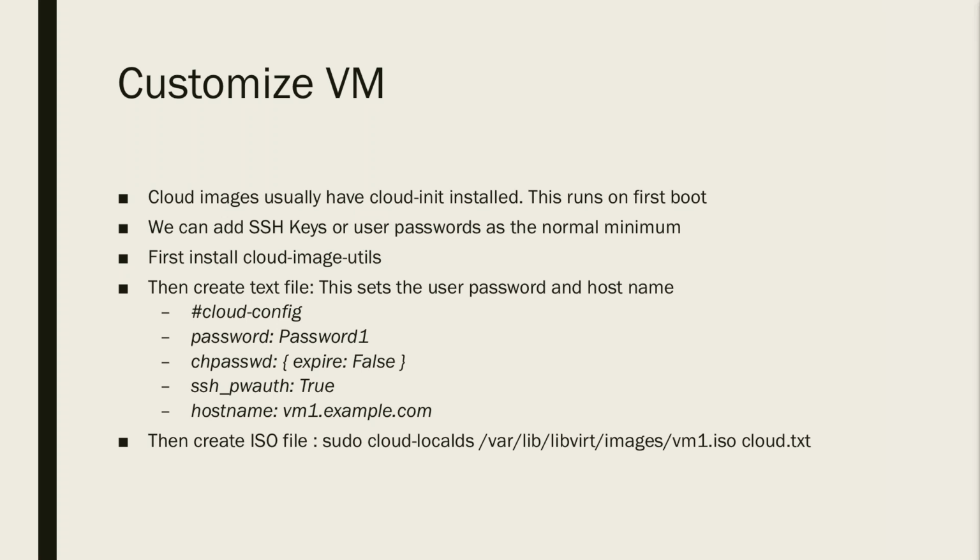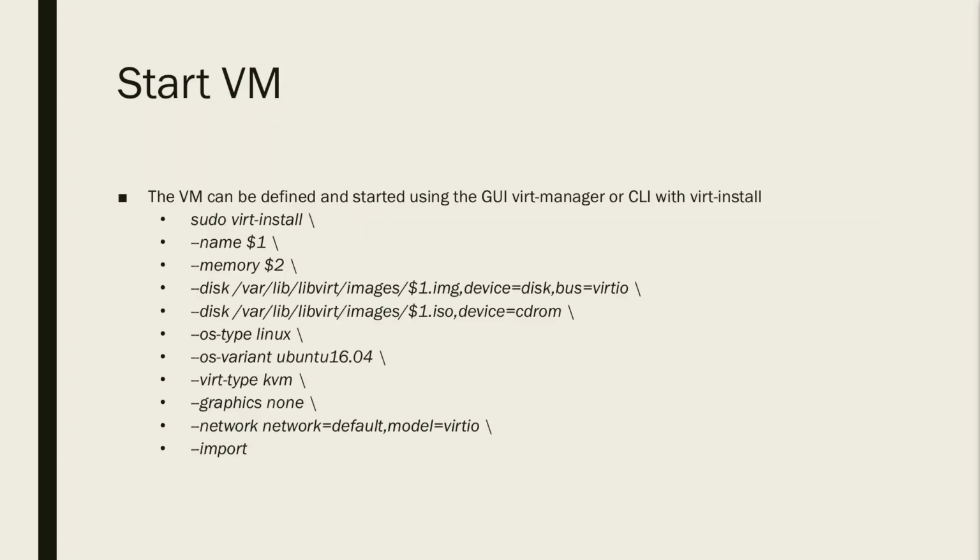We then use the cloud-localds utility to create the ISO, and the ISO then is used on that first boot. So we've seen the virt-install script that we've got, but as I say, it's quite easy with the graphical virt-manager.